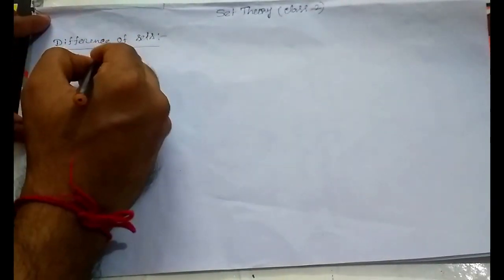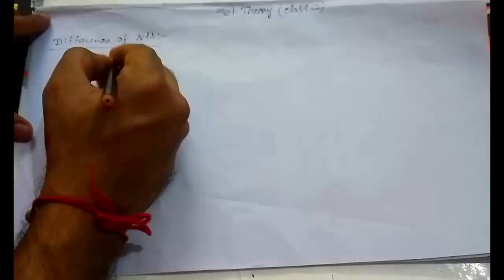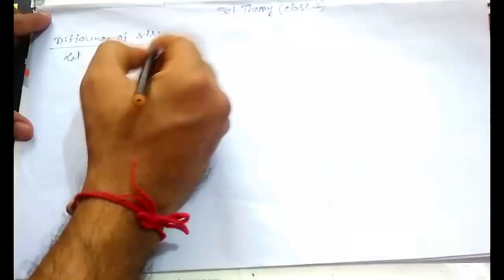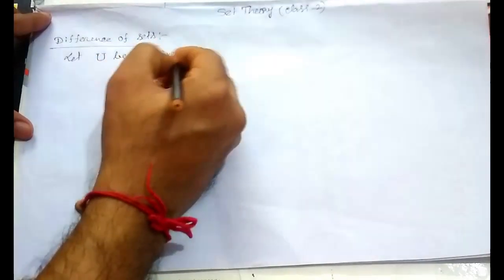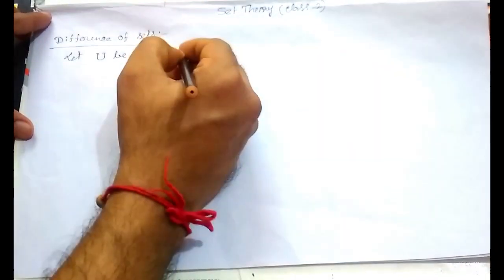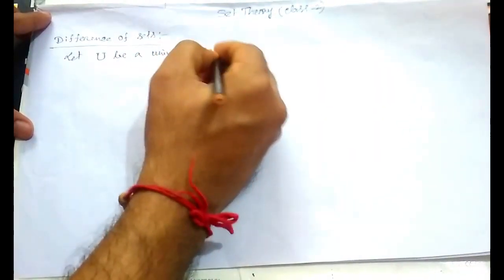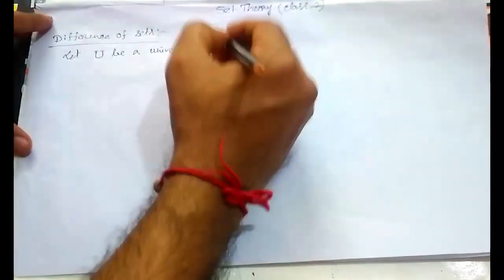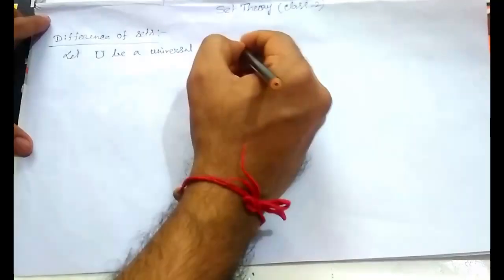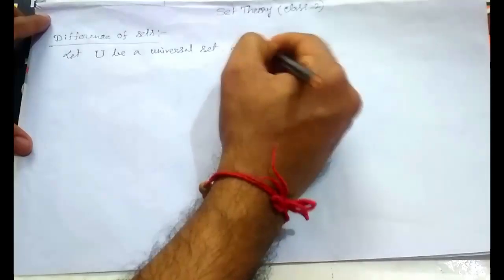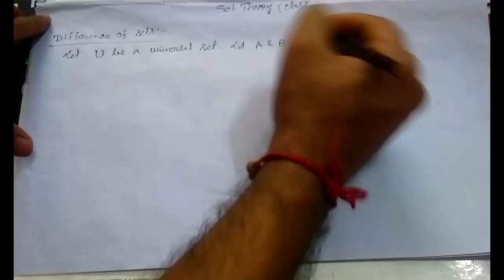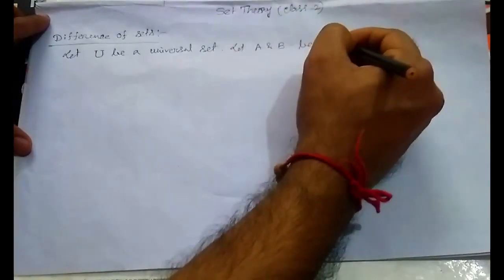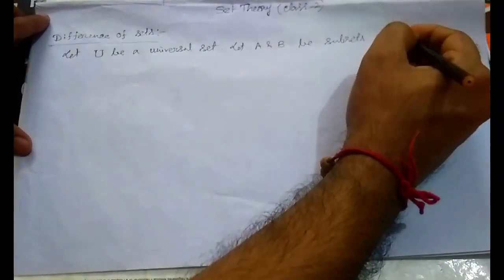At first, we have to take a universal set. Let U be a universal set. Okay, let A and B be subsets of U.